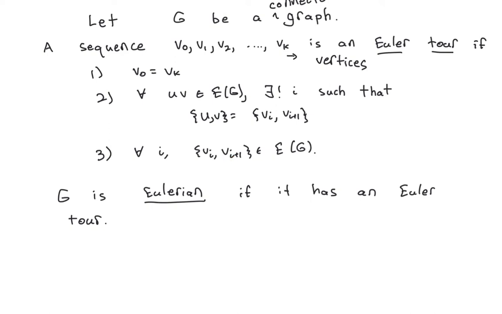So the idea you're supposed to be thinking about is that this is a sequence of steps in a graph where you're traveling along edges. And it's okay to go back to places you've been before. The goal is to end up where you started and to cross every edge exactly once. Note that if you remove the second condition, you have what's just called a tour. So we say a graph is Eulerian if it has an Euler tour.